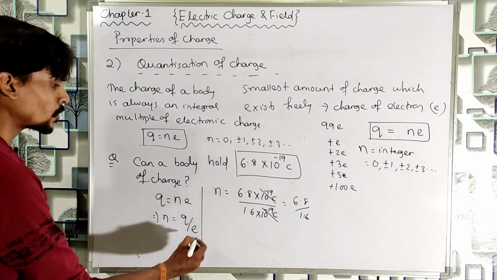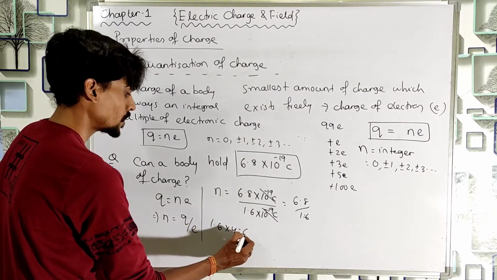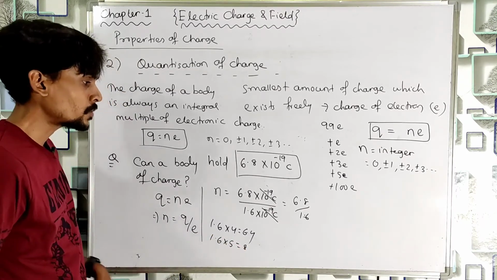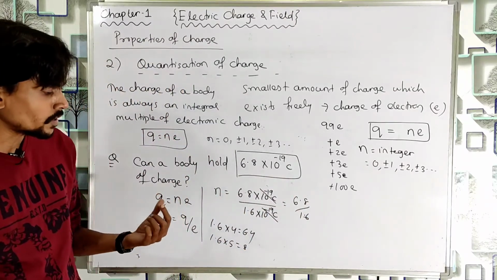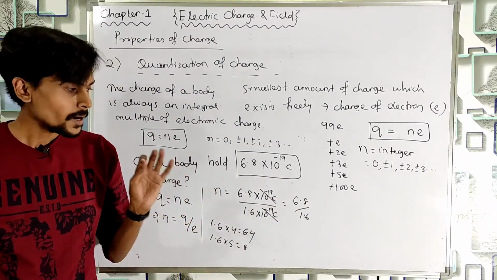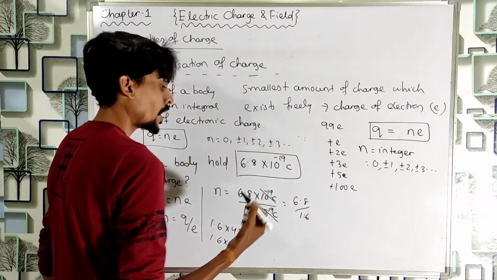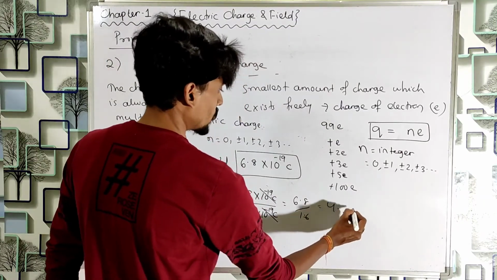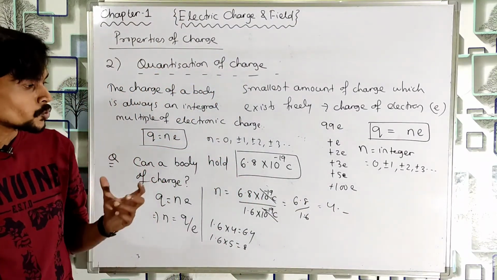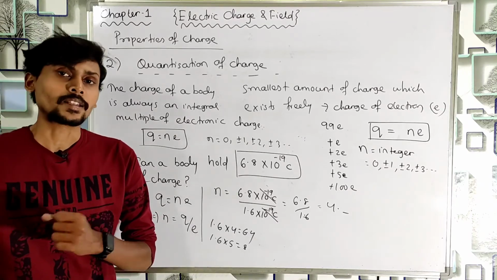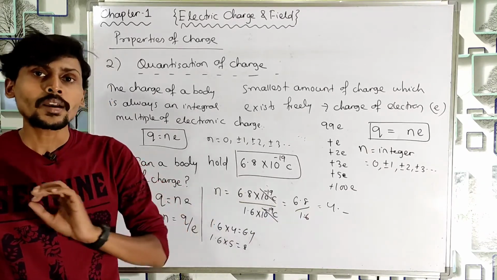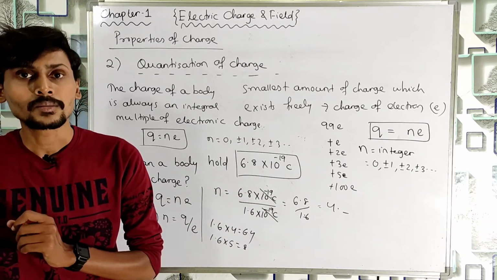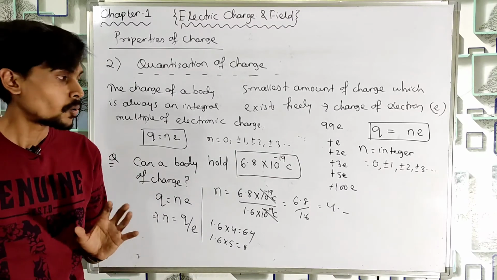You know that 1.6 into 4 is 6.4 and 1.6 into 5 equal to 8, but this value 6.8 lies in between 6.4 and 8. It means if we divide 6.8 by 1.6, then the answer will be 4 point something. Is that clear? We are getting a fractional value of n. Here n is not an integer.